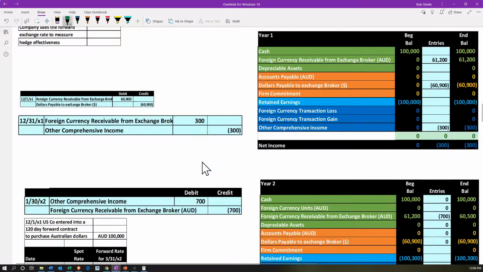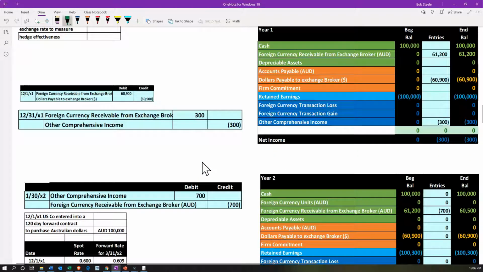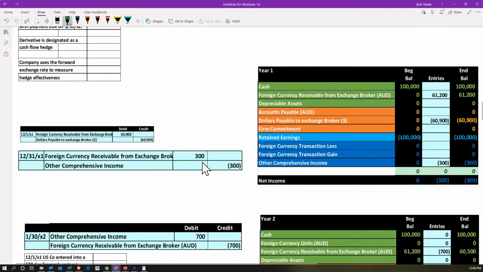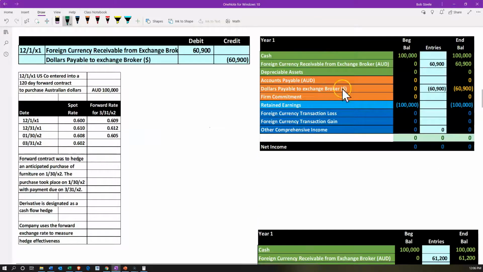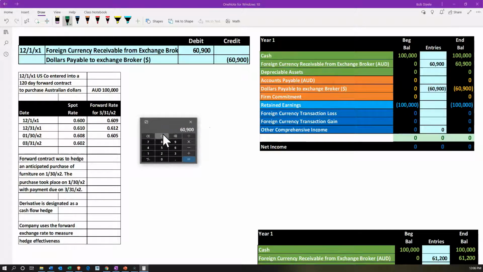Next time period that's going to happen is 12/31, the end of the period. So at the end of the period, we're going to have our balance sheet date. We're going to have to update this account on the forward contract. To do so, let's go back up to the prior point to see where we were before. So this is what was in there before. And now we're going to make an adjustment for 12/31 to adjust that amount to the current balance.